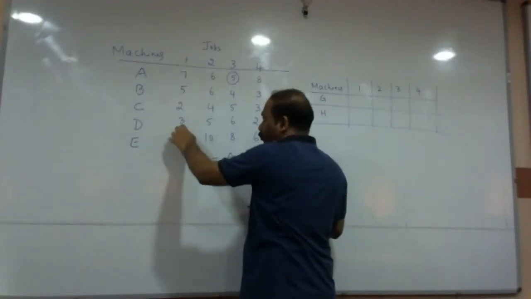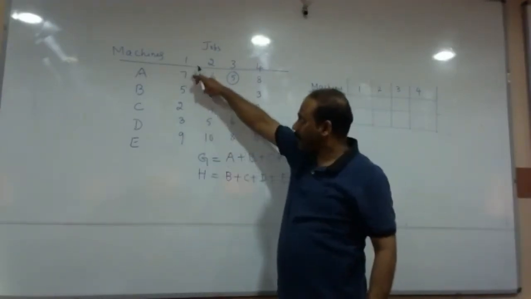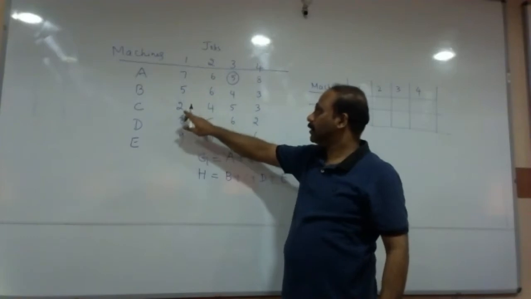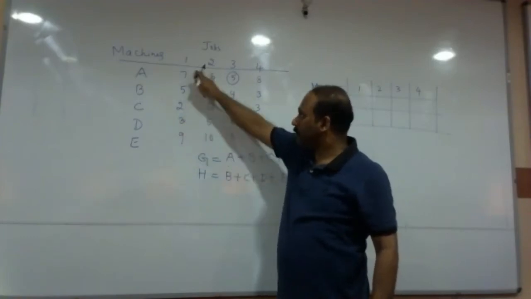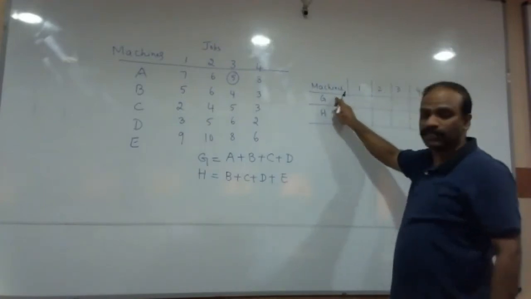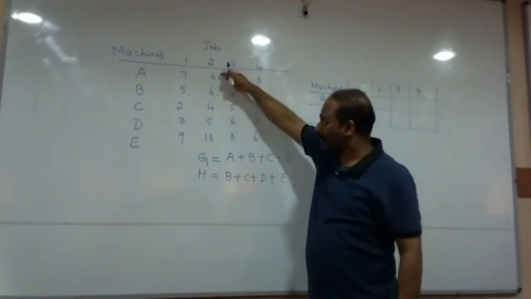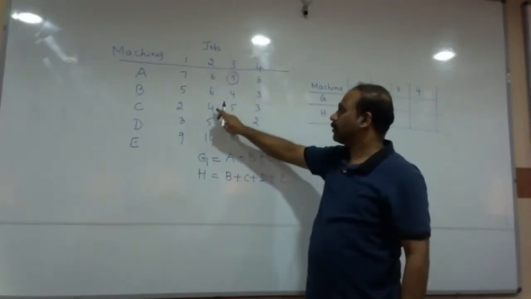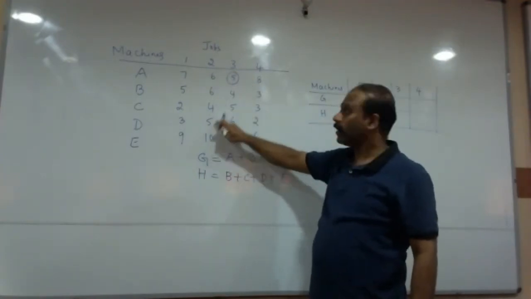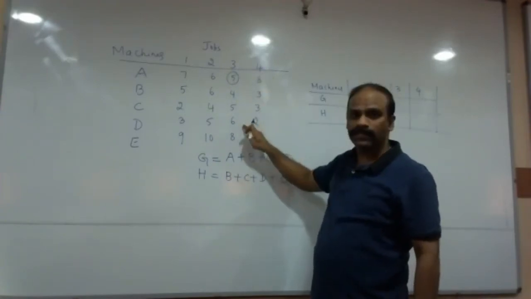For all the 4 jobs, I am supposed to add the value. So how do I add? 7 plus 5 plus 2 plus 3. These 4 values put together will become the first value for G. Similarly, for job number 2, 6 plus 6 plus 4 plus 5. For job number 3, 5 plus 4 plus 5 plus 6, and so on.